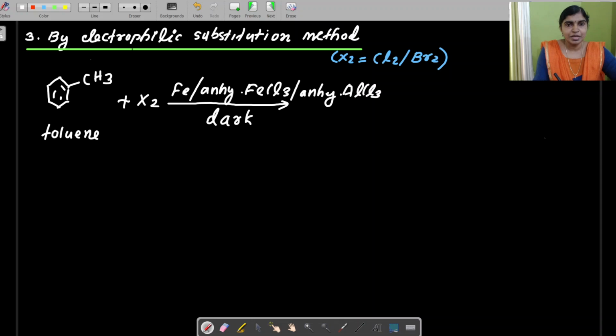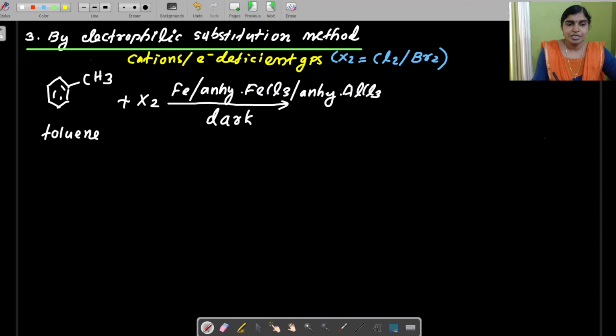What is meant by electrophilic substitution? What are electrophiles? Electrophiles are electron loving. So they are cations or electron deficient groups.